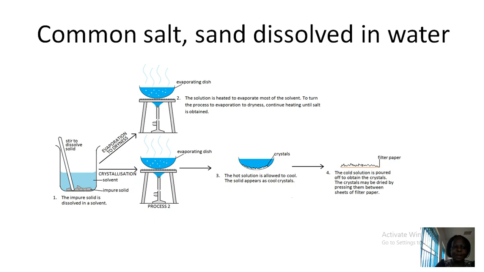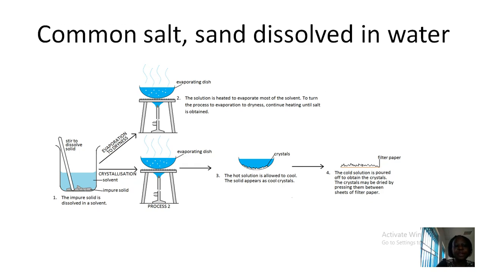So you can see here, we shall begin. They are labeled with numbers. We have the impure solid in a dissolved solvent. You can name that impure solid as the sand, and we have the stirring rod to stir the solid. Then evaporation. So we have process 2 where we have crystallization and it is being poured onto the evaporating dish.